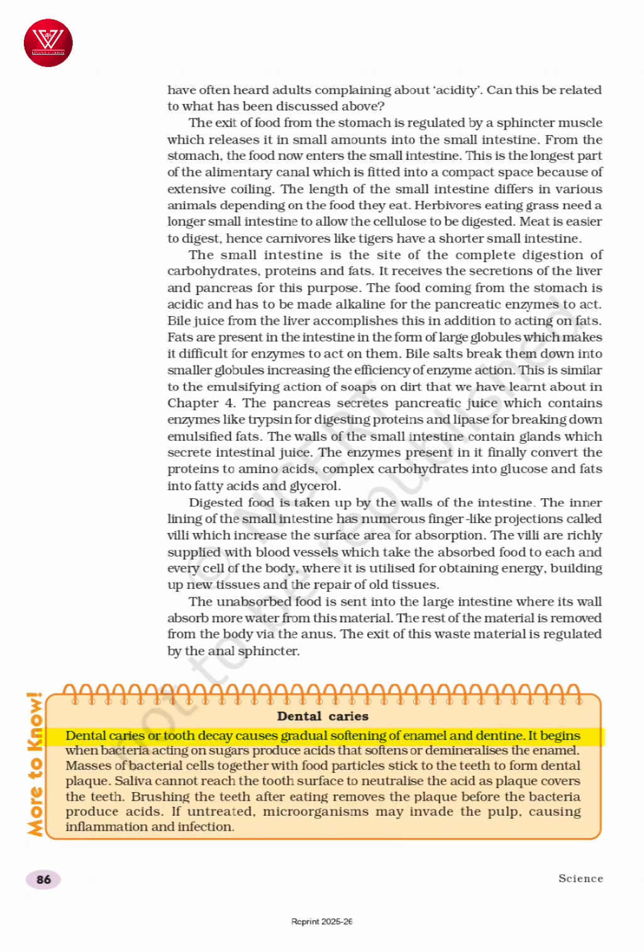Dental caries. Dental caries or tooth decay causes gradual softening of enamel and dentine. It begins when bacteria acting on sugar produce acids that soften or demineralize the enamel. Masses of bacterial cells together with the food particles stick to the teeth to form dental plaque. Saliva cannot reach the tooth surface to neutralize the acids as plaque covers the teeth.